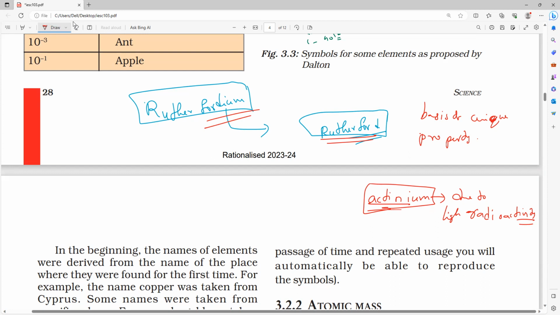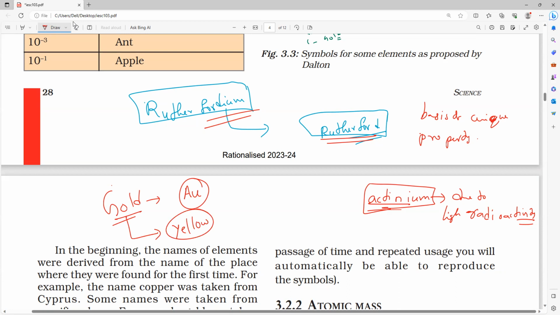Now, gold. How many of you know gold? What is the symbol for gold, for example? Everybody? AG. AG means silver. AU is the symbol for gold. So how did this name come? Because what is the color of gold? Anybody can tell?